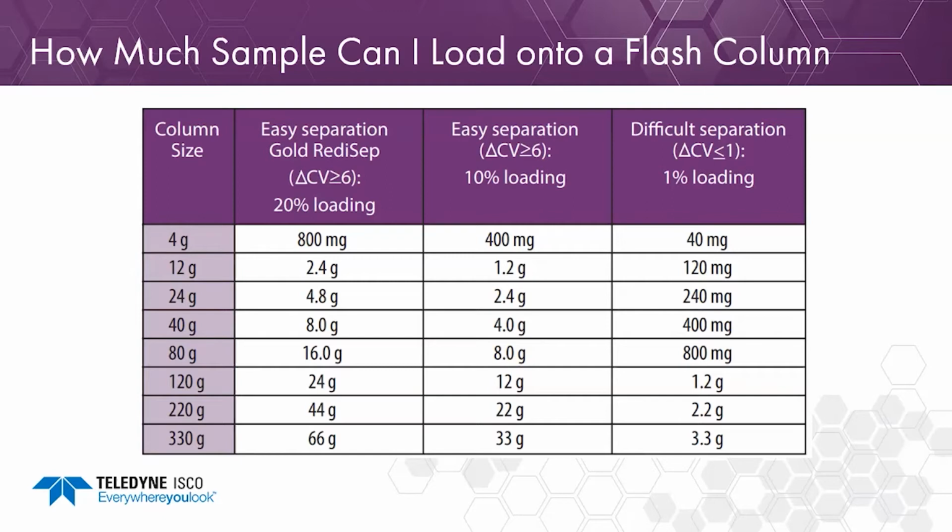And then if it's a difficult separation where the delta column volume is less than 1, so we're talking about very, very close RF values, then you'd be loading about 1% onto that silica column. So if I was running a 4-gram column, I'd load 40 milligrams, and on the 80-gram example, 800 milligrams. So as my separations become more difficult, I'm able to load less compound, and I would need to scale up to a larger column to be able to get that same separation.